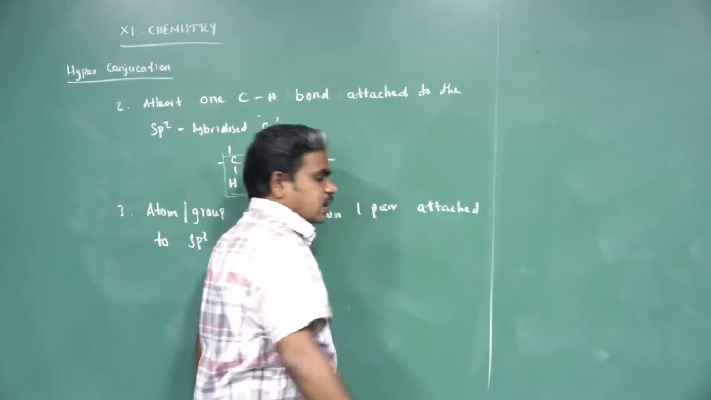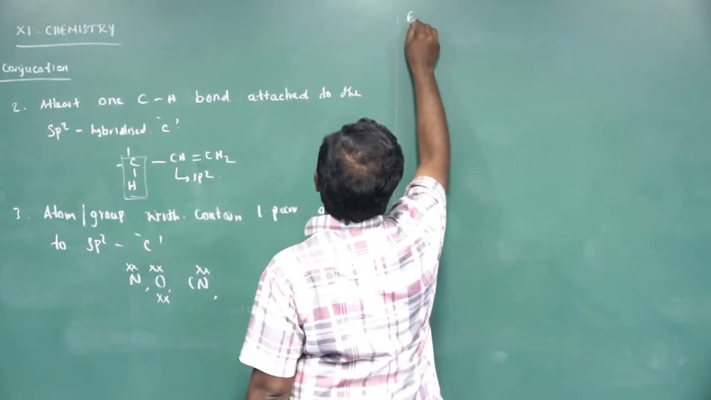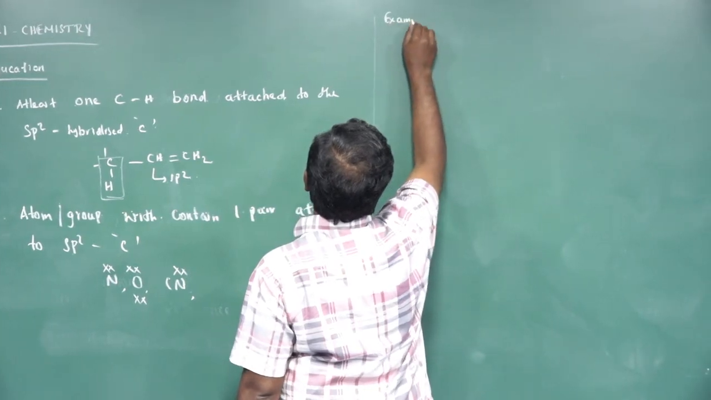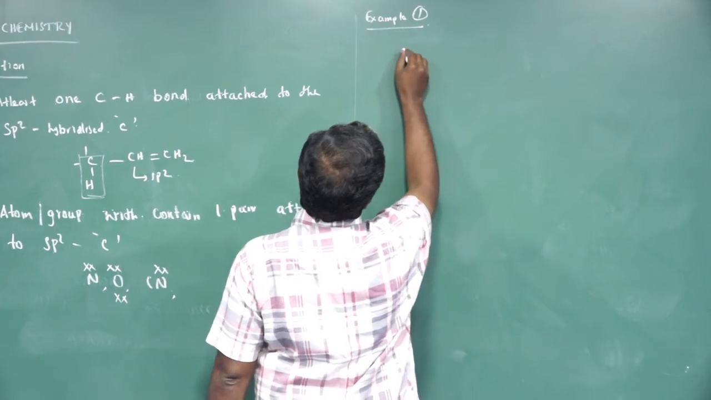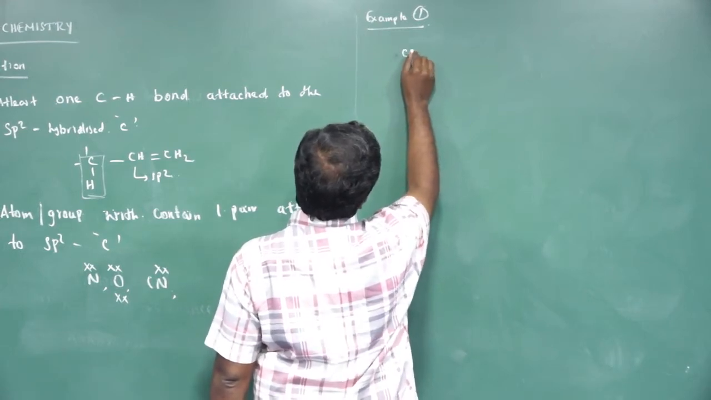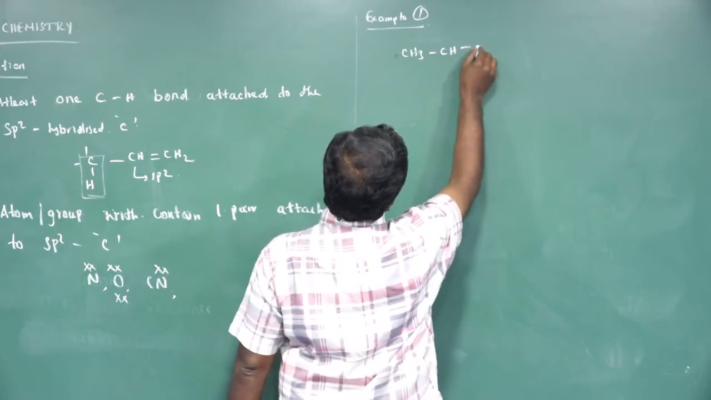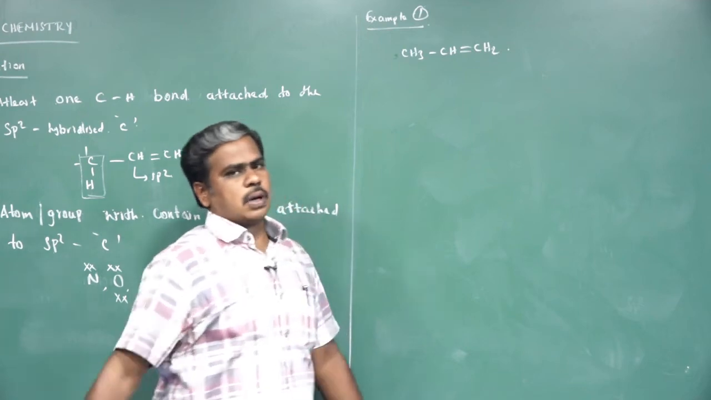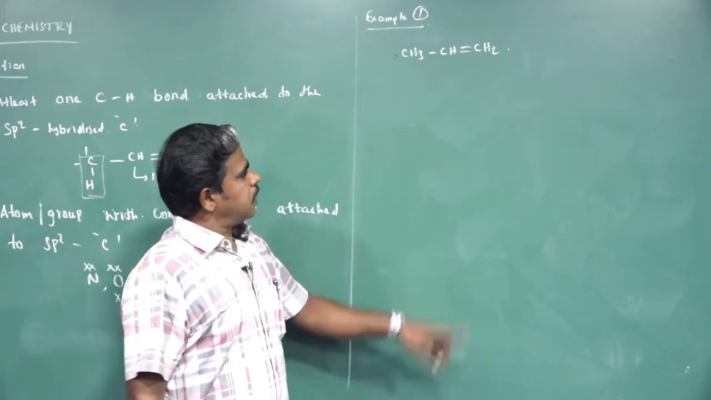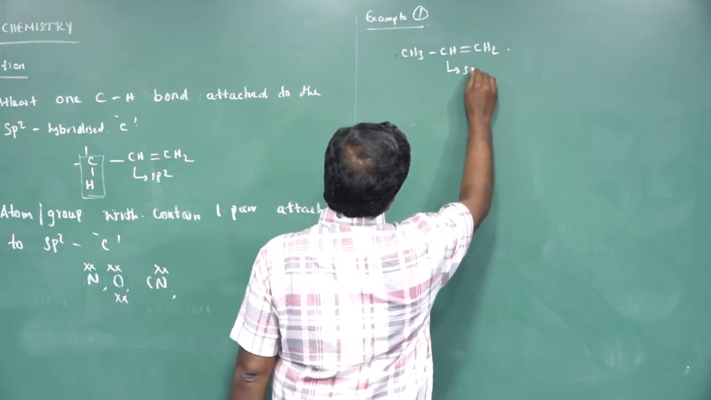We are taking the first example, propylene. Example 1: the propylene molecule, that is CH3, then CH double bond CH2. Now, in the propylene molecule, here it is sp2 carbon.